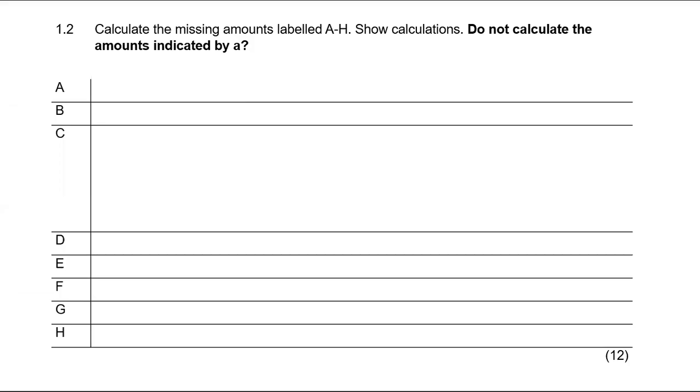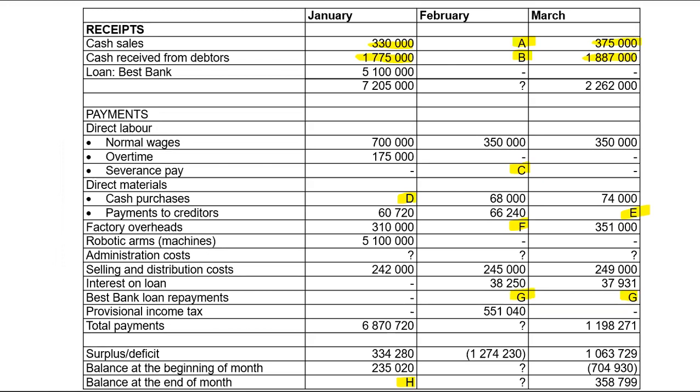In question 2, we need to calculate the missing amount labeled A to H. Show calculations. Do not calculate amounts indicated by a question mark. Let's check what A is. A represents cash sales.